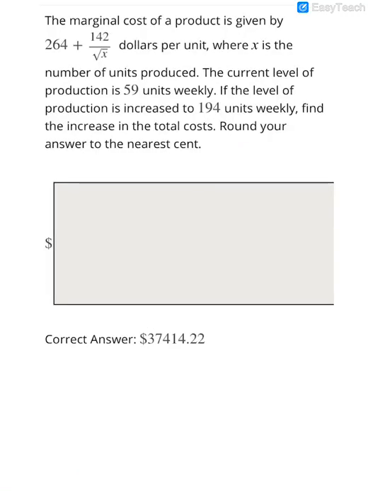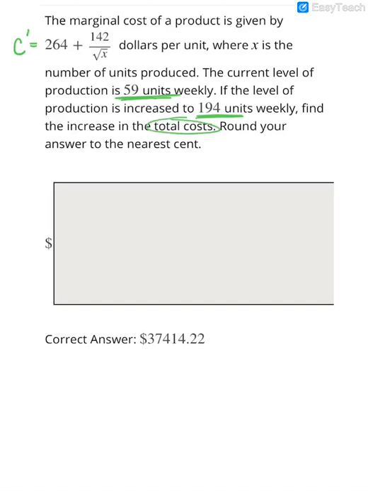Okay, so now we look at an application type problem. In this problem, we're given that the marginal cost of a product is given by 264 plus 142 divided by the square root of x. Remember, marginal cost is a derivative of cost, where x is the number of units produced. So my current level was 59 units, and we're going to increase it to 194 units. So we want to figure out how that increases my total cost.